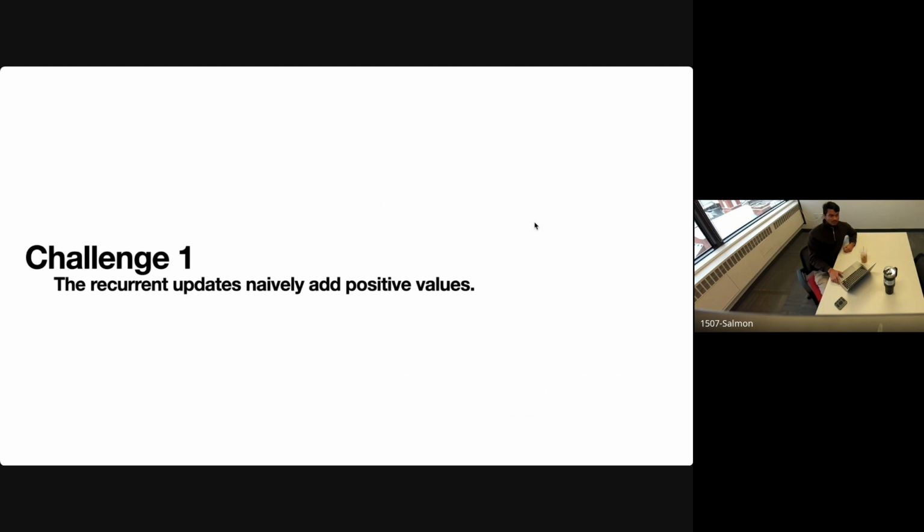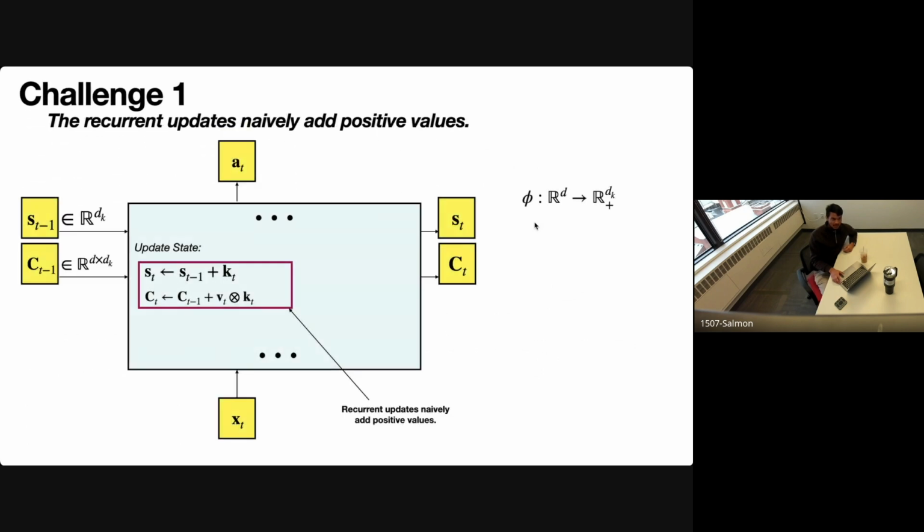Right. So we're going to start by solving the first challenge, which is that the recurrent updates in the linear transformer architecture naively add positive values. Just to go over the recurrent state update function again, in the linear transformer architecture, we define this recurrent state update, which directly adds values to a recurrent matrix and a vector.